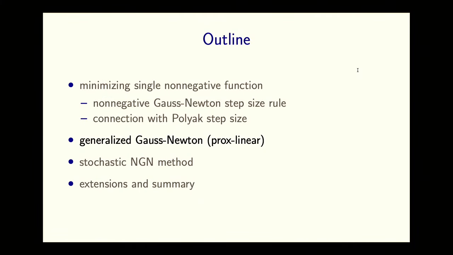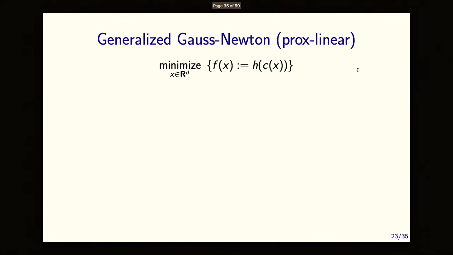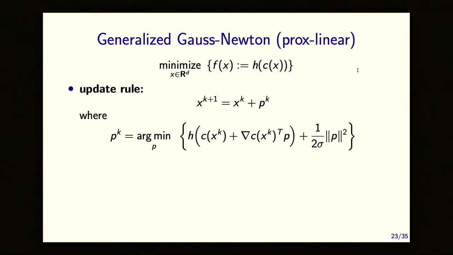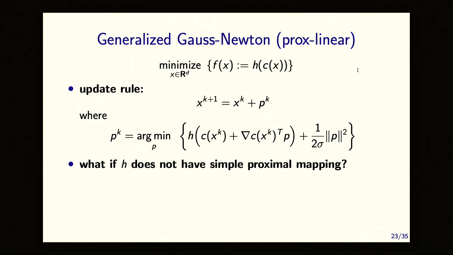I want to change the topic slightly next. It's about the more generalized Gauss-Newton. In this case, this is a more general version where f(x) can be expressed as a composition of h and c. Here, h was basically the square function before. And of course, naturally, this is a proximal linear algorithm. You again linearize c, the inner function, and then you add a regularization. That's how proximal linear algorithms work. But there's a question: what if h does not have simple proximal mappings? Then this may be quite complicated to do.